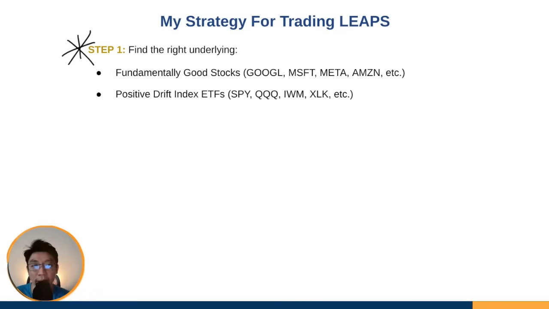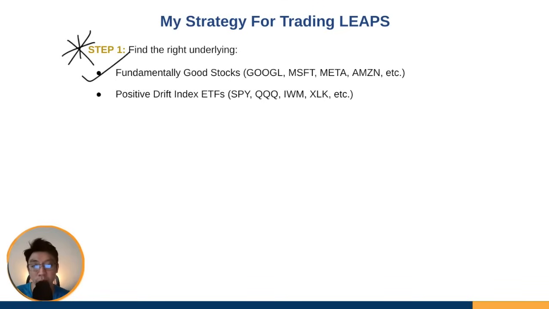Choosing the right underlying, if it doesn't go up in the long term, then no matter what kind of strategy you put on in terms of options that is bullish, it's not going to make money. So when it comes to finding the right underlying, there are 2 ways, right? The first, you can go for fundamentally good stocks. So for me personally, what I think are fundamentally good stocks are Google, Microsoft, Meta, Amazon, so on and so forth. And these are the stocks that I personally have been trading and has been doing well for me.